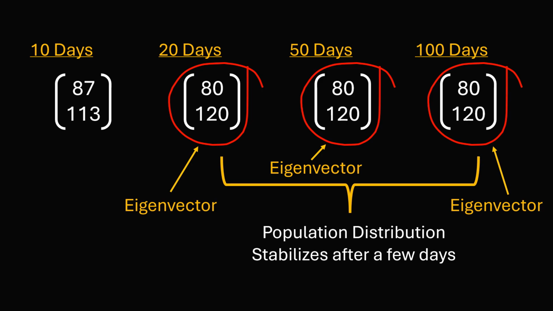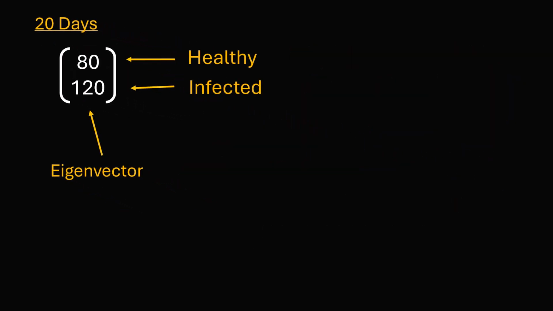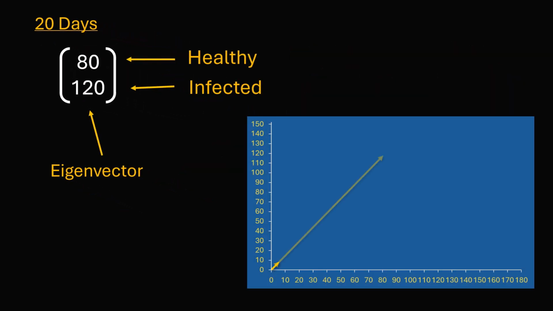It's very important to keep that in mind. And because it is called eigenvector, it means that it is a vector. Let me plot it and I will show you why it is called a vector. On the x-axis I have healthy people, on the y-axis I have infected people. Because it is a vector, its rows represent coordinates. So we can plot this vector and it will look like this.